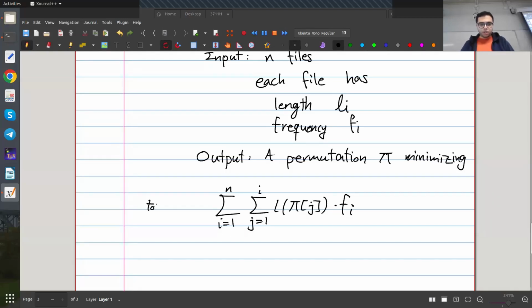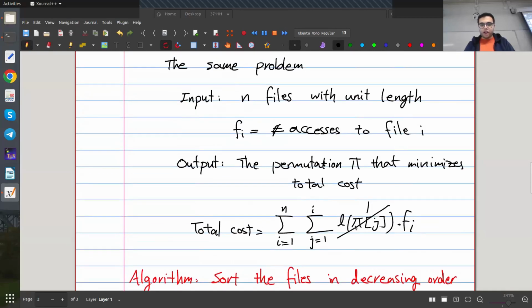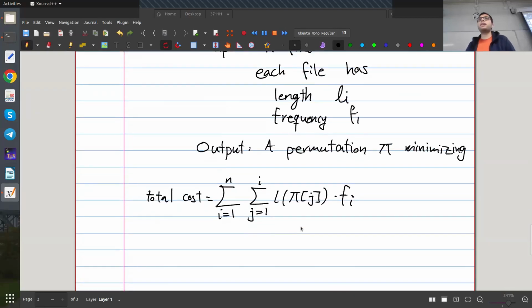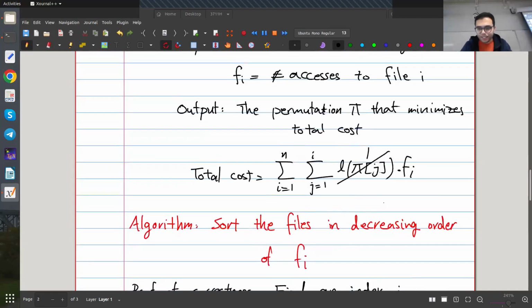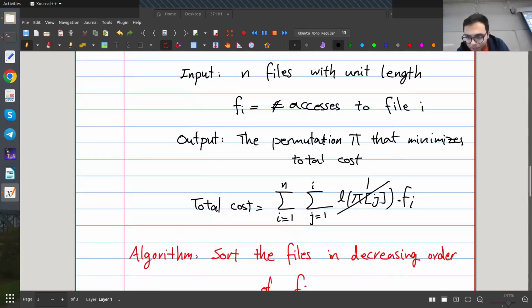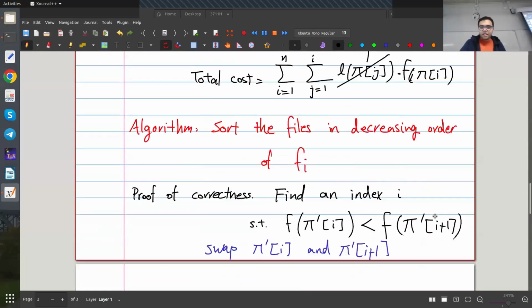So this is my total cost now, which is the same as before, except that before all of my lengths were 1. Now I don't have that assumption. My lengths can be anything. Sorry. This is F of Pi, the i's file in the permutation. And here it's also the same thing. It's F of Pi. Okay.